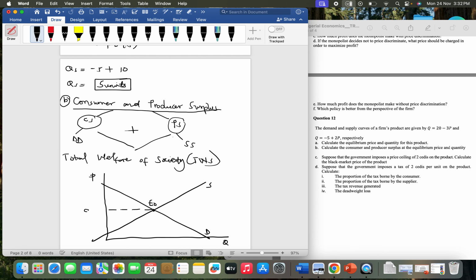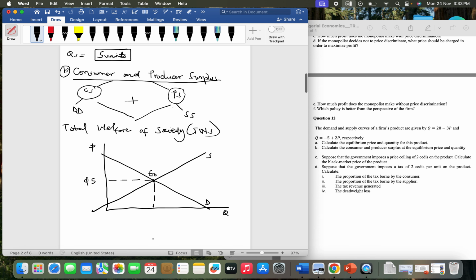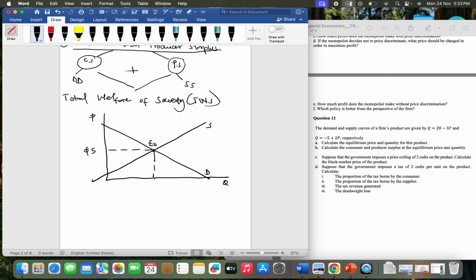So equilibrium price in the question, you had 5. Equilibrium quantity in the question, we had 5. Now the side above the equilibrium price, from this side upwards, is what we call the consumer surplus. The side below the 5 side, from this side downwards, is what we call the producer surplus.